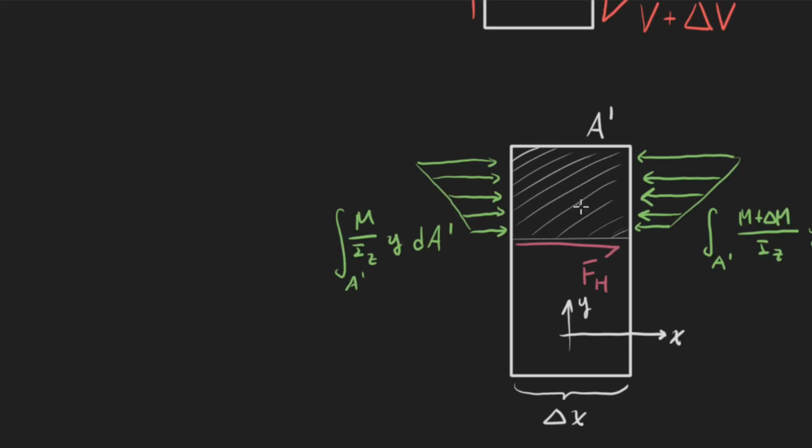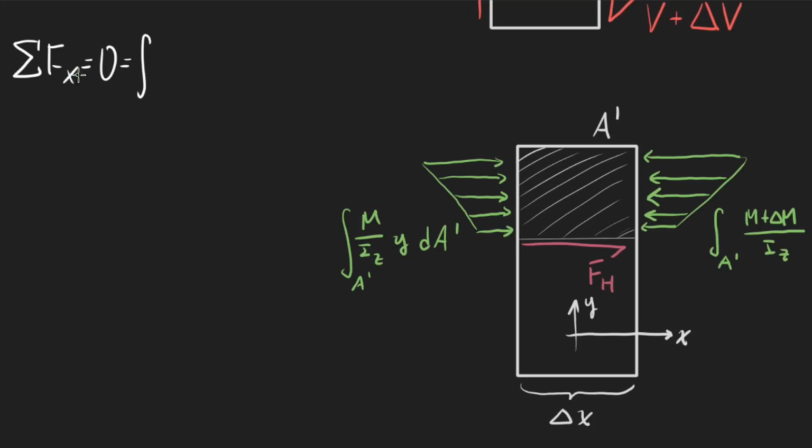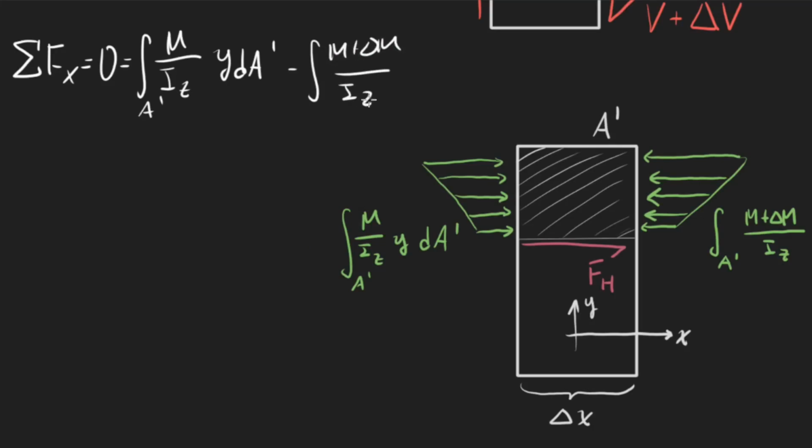And then lastly on this segment, we're going to have some kind of force here acting from the rest of the beam, because we're just analyzing this part in the x direction. So summing all the forces in the x direction, we know they're going to equal 0. We're going to have the integral over M over Iz, and then we'll have a y dA prime. I'm calling it A prime because this area is not going to be the same as the cross-sectional area of the whole beam. That'll be to the right. Then we'll have to subtract an integral of M plus delta M all over Iz, y, and then dA prime. And then lastly, I'll have to add this FH.